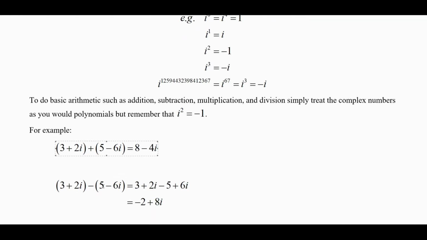Same way here, you can distribute the minus and then regroup. 3 plus 2i minus parentheses 5 minus 6i is 3 plus 2i minus 5 plus 6i. Then add the negative 5 and the 3 to get negative 2. Add the 2 and the 6 to get 8. And that's 8i for the i part.